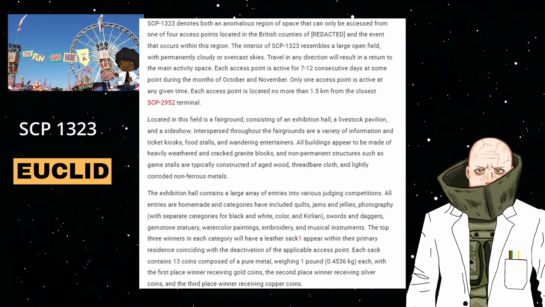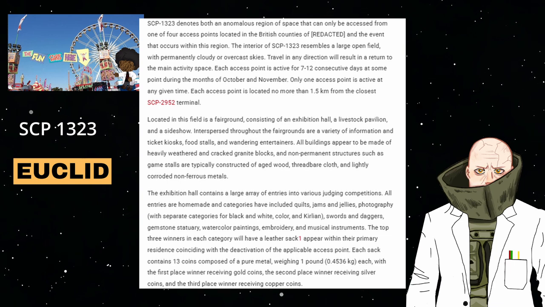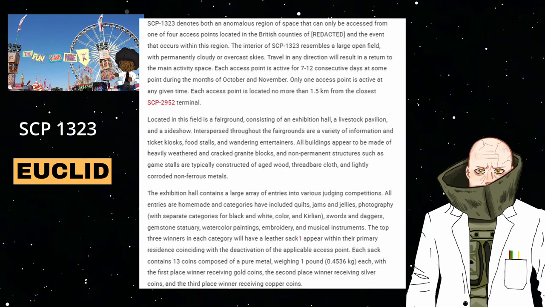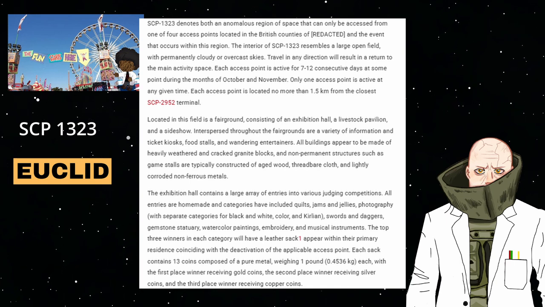All buildings appear to be made of heavily weathered and cracked granite blocks, and non-permanent structures such as game stalls are typically constructed of aged wood, threadbare cloth, and lightly corroded non-ferrous metals.